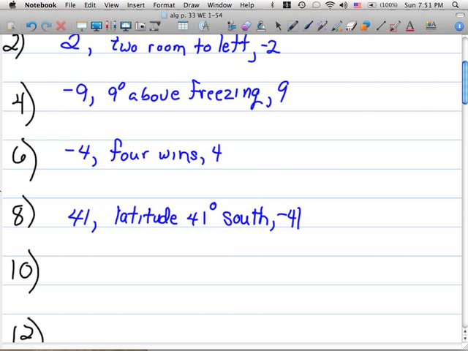Number 10, a bank withdrawal of $25. If you take out $25, you're reducing the amount in there, so that would be a negative. The opposite of withdrawal is a deposit of $25. And that would be a positive amount, so we put positive 25.